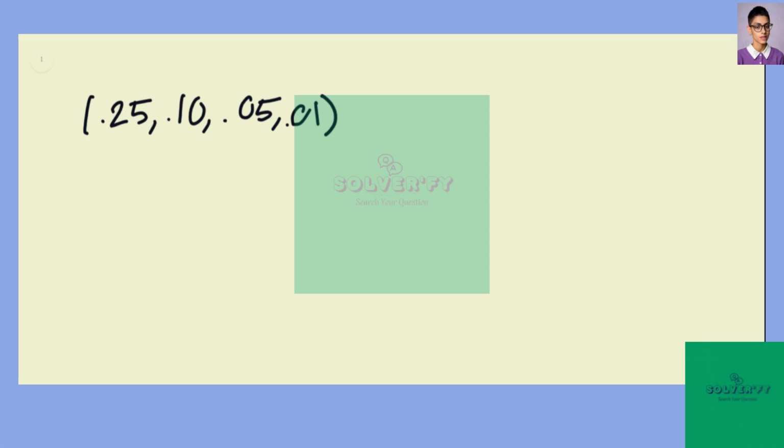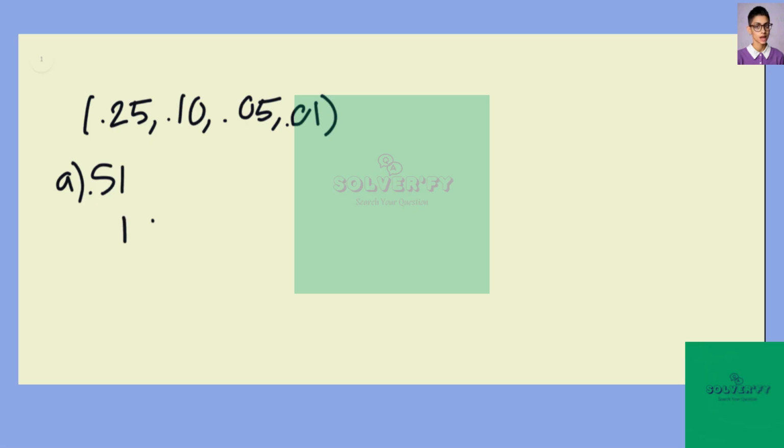Okay, and so we start by adding coins of the largest denomination until it would exceed the value we're searching for, right? So for A, our goal is 51 cents. So we're going to add a quarter, right?